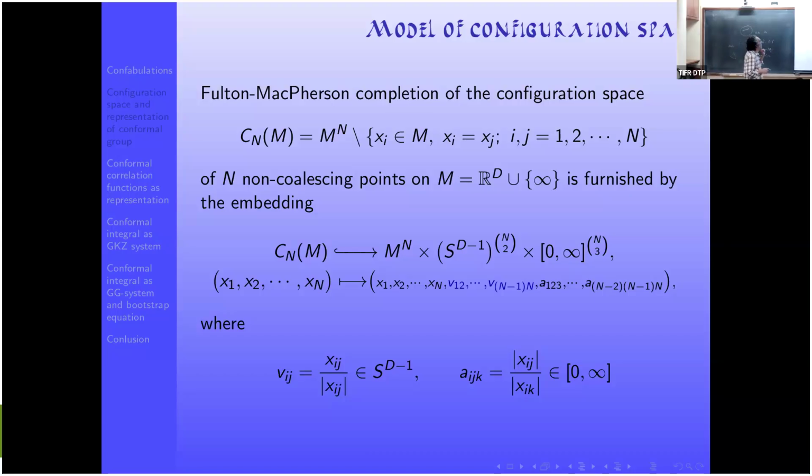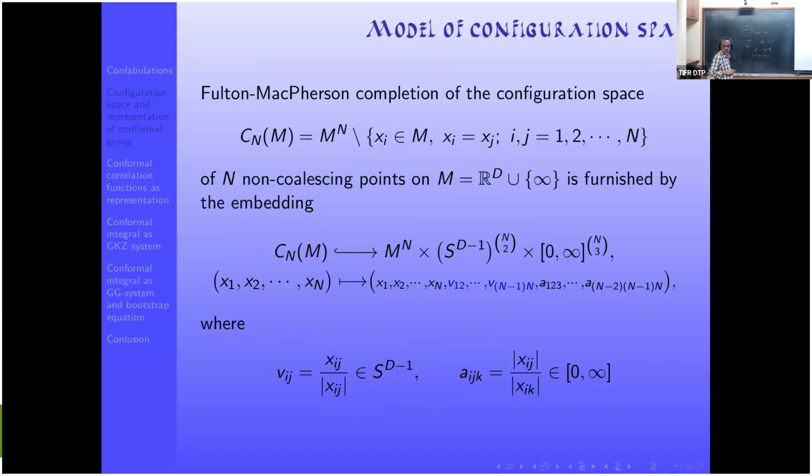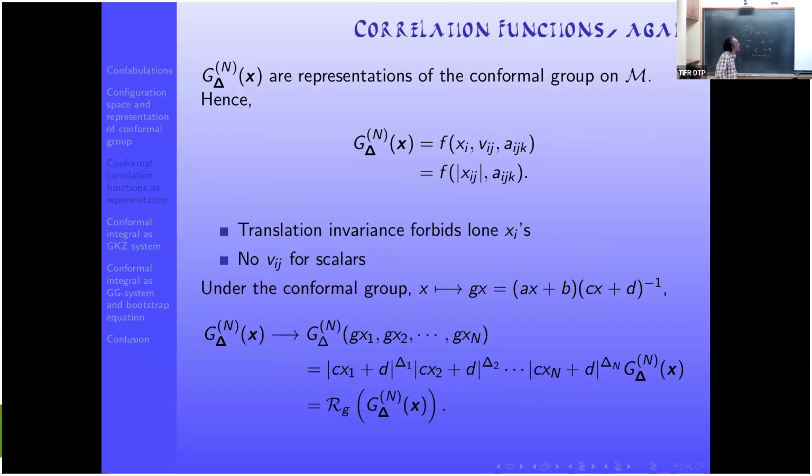So the only thing I learned from here is that when I'm looking for a representation of my conformal group in this space, my function is going to be a function of these coordinates. It cannot have anything else. Out of this, the xi's themselves are out because I want translation invariance, so only differences can come in. And I'm talking about scalars, so only the mod of the differences will come. Can you tell me what Vij and Aij are? Vij is the relative distance, normalized. Aij is this ratio, and you see this can go to 0 or infinity depending on which one you do.